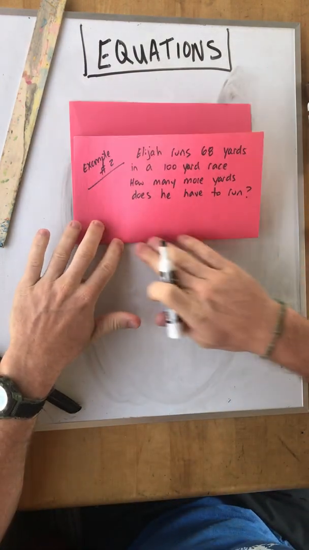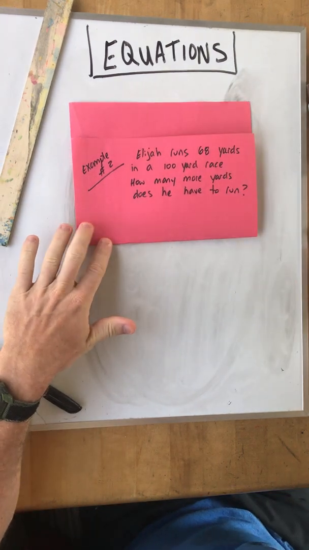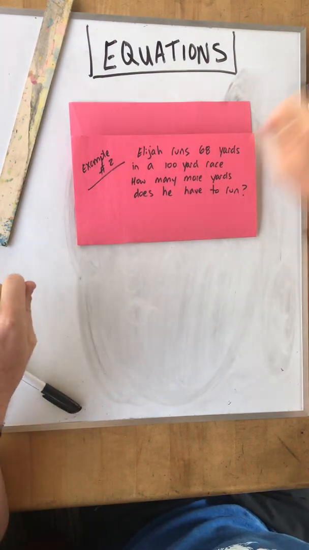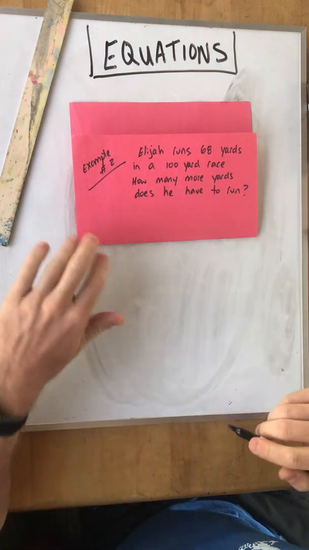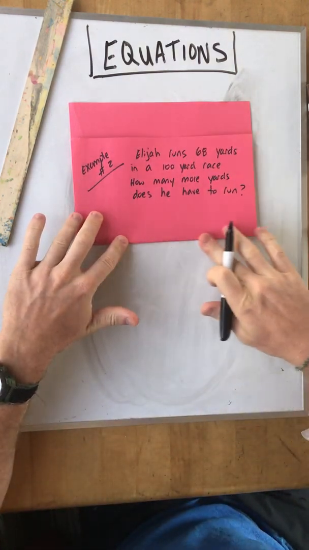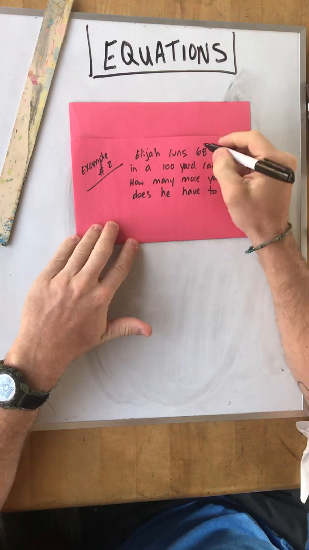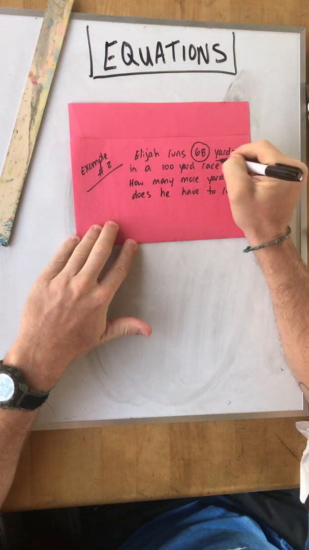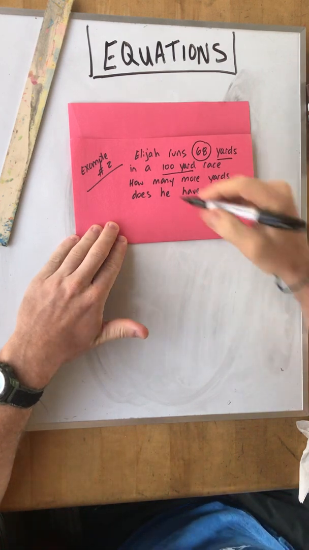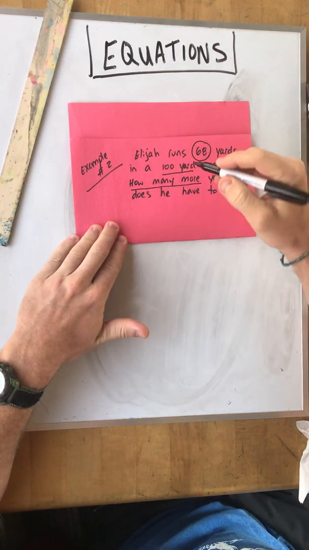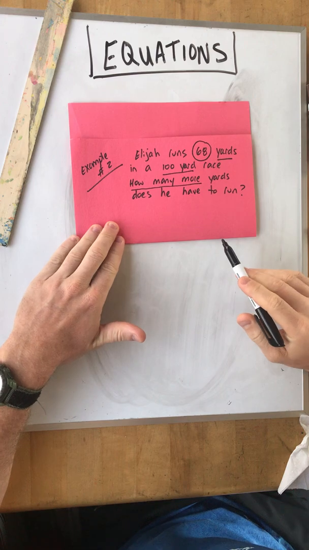Elijah runs 68 yards in a 100-yard race. How many more yards does he have to run? Elijah runs 68 yards in a 100-yard race. How many more yards does he have to run?